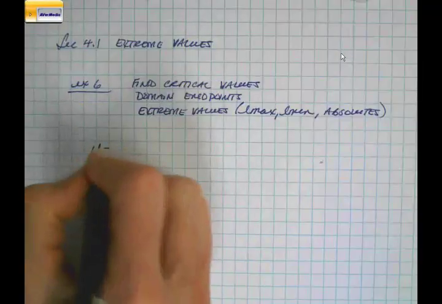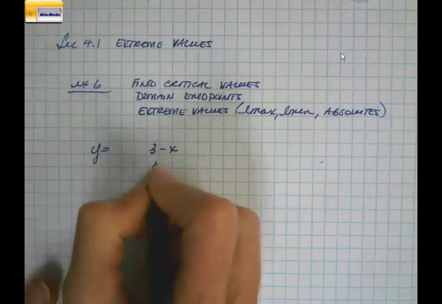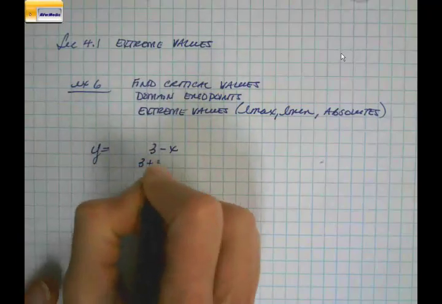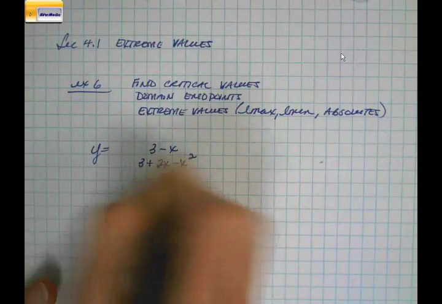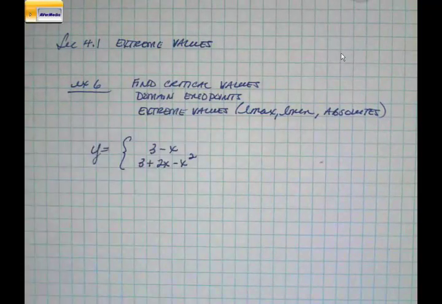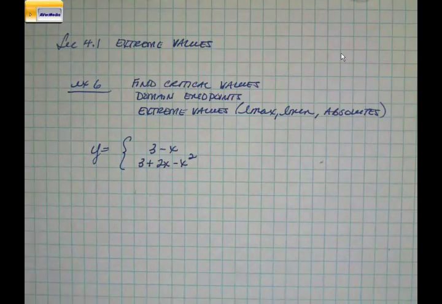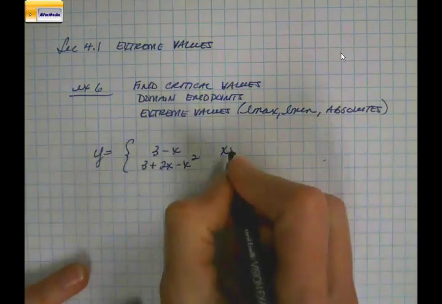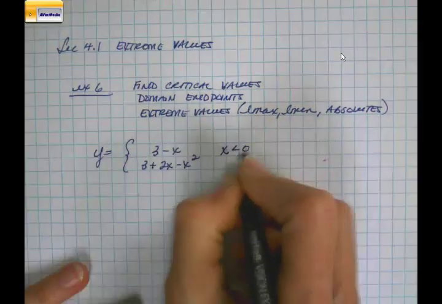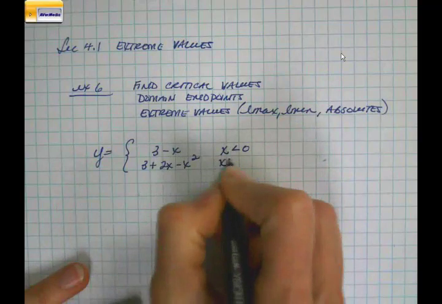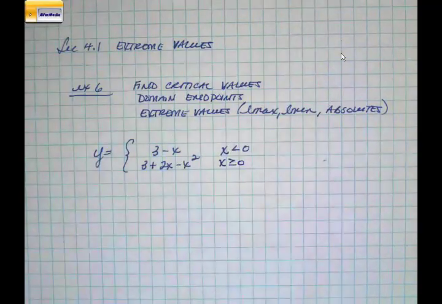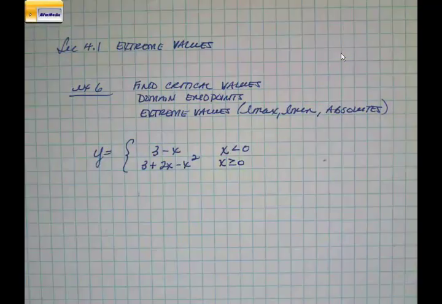And here is what they've given me as your function. It is what they call a piecewise function. It's defined in two pieces. Part of it's a linear function, 3 minus x, and part of it's 3 plus 2x minus x squared, which is a parabola. So they have to give you some parameters, and they say let it be linear when x is less than 0, and let it be parabolic when x is greater than or equal to 0. So there's the function that we're working with.